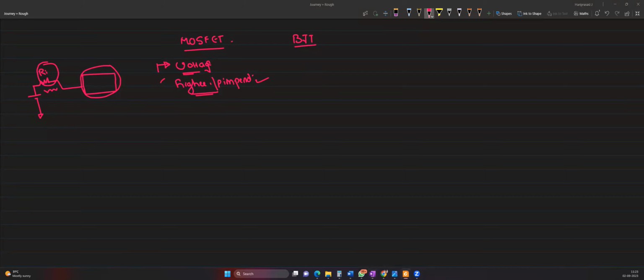And MOSFETs are less sensitive to temperature variation, and you can easily integrate them into ICs, integrated circuits. So MOSFETs are of two types. One is D MOSFET, another is E MOSFET. D MOSFET is nothing but the depletion MOSFET, and E MOSFET is the enhancement type MOSFET.